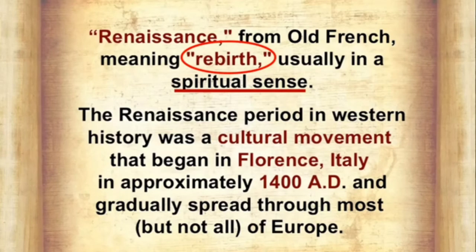So Renaissance is another word for rebirth. Okay? And the Renaissance period in Western history was a cultural movement. Cultural in the sense it included things like art, literature, religion. So it was not only something which dealt with money or with science and technology. It was a cultural movement, and it began in Florence in Italy, and it spread through most of Europe. Okay, so most parts of Europe came under the influence of the age of Renaissance.